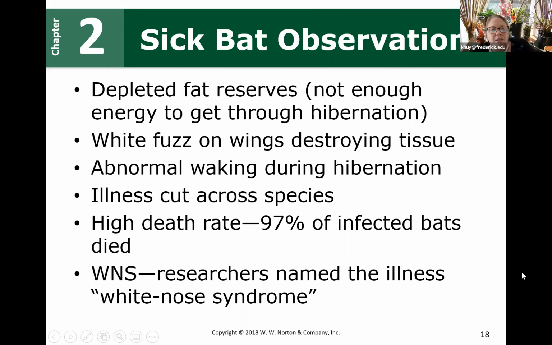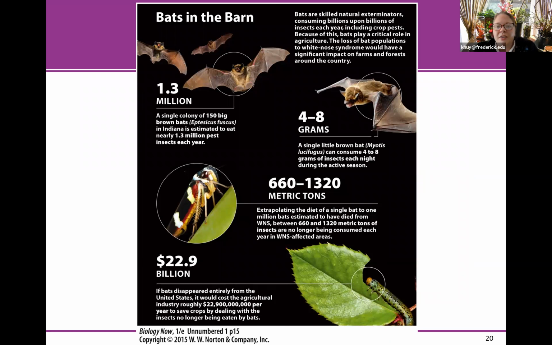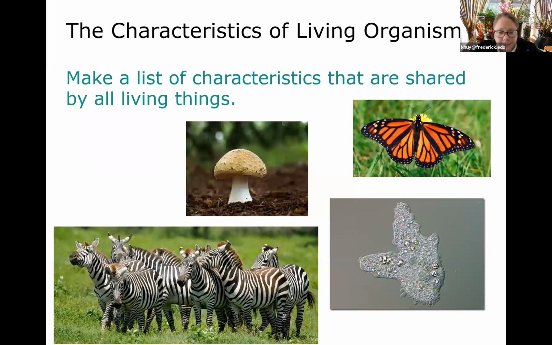So white nose syndrome is a big issue for bats, and you can see how it has spread. And bats are super cool and super important for our whole ecosystem. They eat the most mosquitoes and bugs. Okay, so there's more information, so you can go through there.